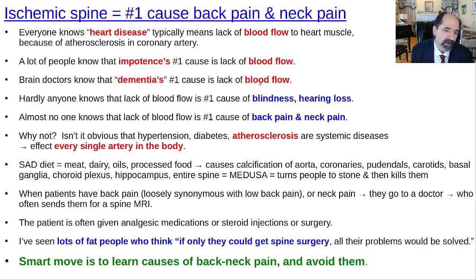When I look at CT scans of the brain, I see calcifications in the basal ganglia, the motor centers of the brain. I see them in the choroid plexus, part of the blood-brain barrier filtration system. I see them in the hippocampus, the memory center of the brain. I see them throughout the spine. That's what we're going to talk about. That's what all this DISH and OPLL stuff is: calcifications and bridging osteophytes, bone spurs in the spine.